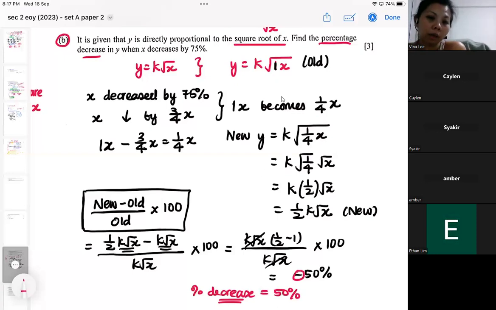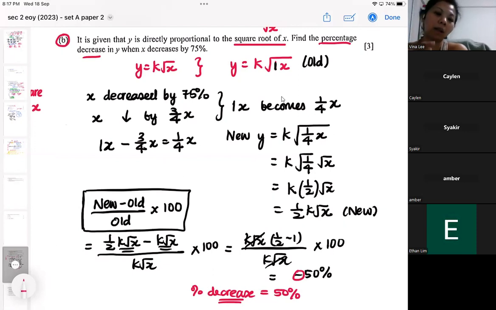Okay, so you can do it by this method. This is the generic method that I will always tell you. Find out what is the new x. From the new x, you get the new y. And then execute the percentage change. But this one is a bit tricky. They ask for percentage decrease. So you must answer that the percentage decrease is 50%.